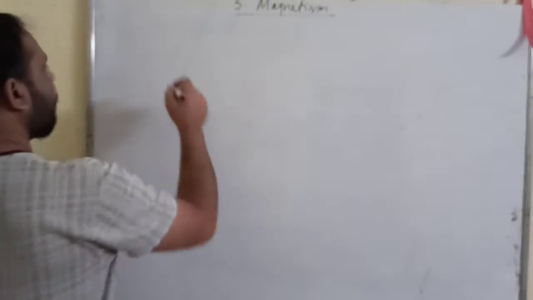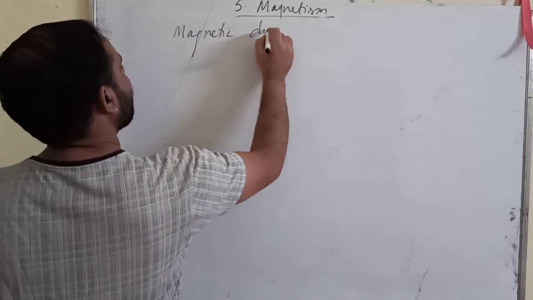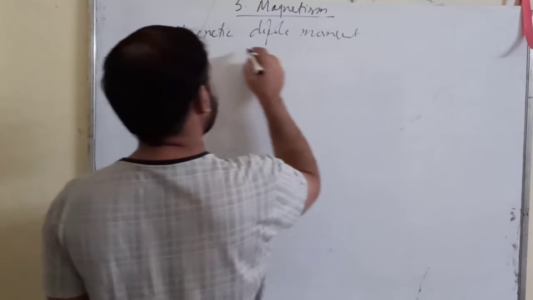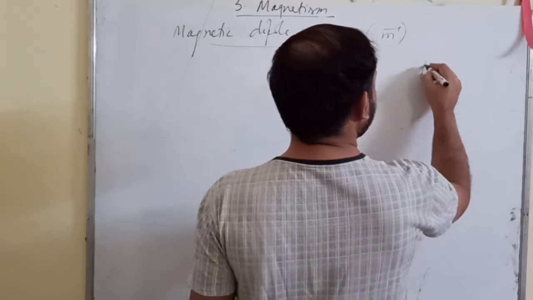Next term is magnetic dipole moment. This is denoted by m vector. This is similar to your electric dipole moment p vector.